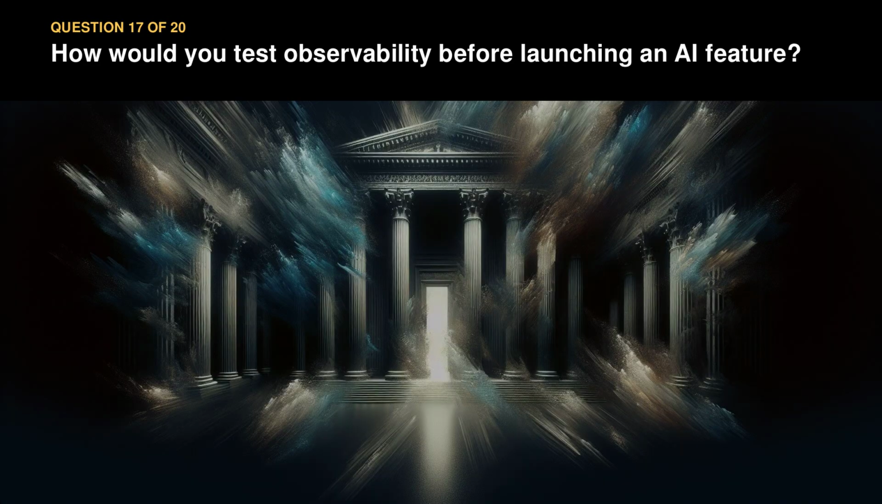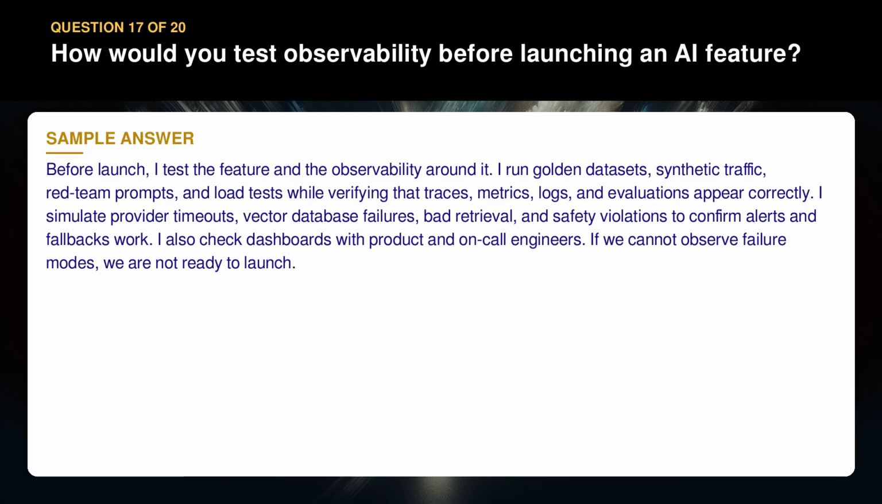Question 17. How would you test observability before launching an AI feature? Before launch, I test the feature and the observability around it. I run golden datasets, synthetic traffic, red team prompts, and load tests, while verifying that traces, metrics, logs, and evaluations appear correctly. I simulate provider timeouts, vector database failures, bad retrieval, and safety violations to confirm alerts and fallbacks work. I also check dashboards with product and on-call engineers. If we cannot observe failure modes, we are not ready to launch.